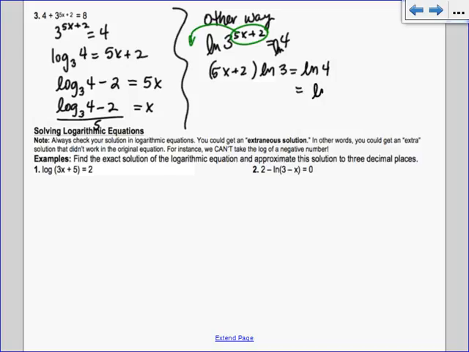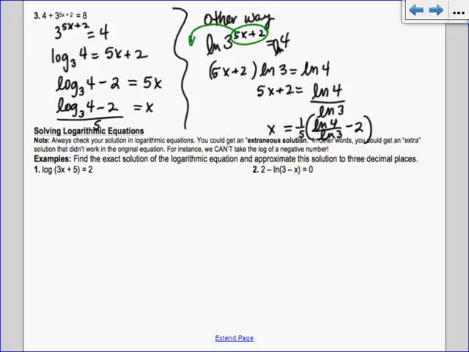So we divide out the natural log of 3. And we have 5x plus 2. We're going to subtract the 2 over. And we're going to divide by 5. So what I would do is I would just multiply everything through by 1/5. So that would be our answer. So it looks a little bit different than the other one. Really, with the natural log of 4 over natural log of 3, I would use the change of base.